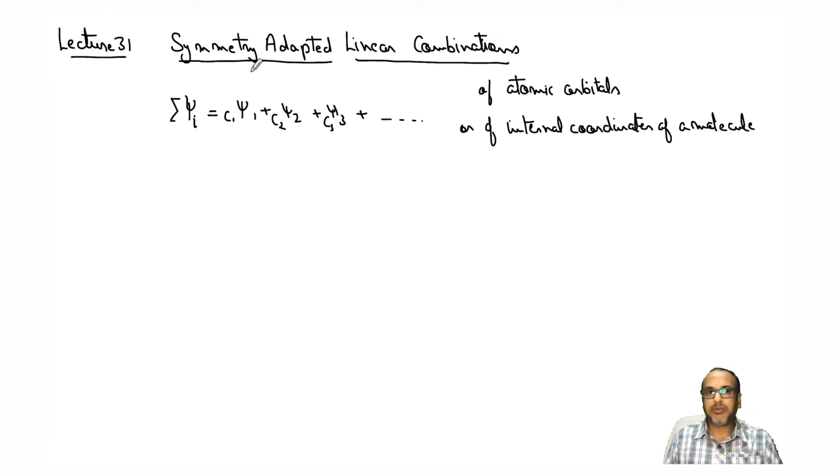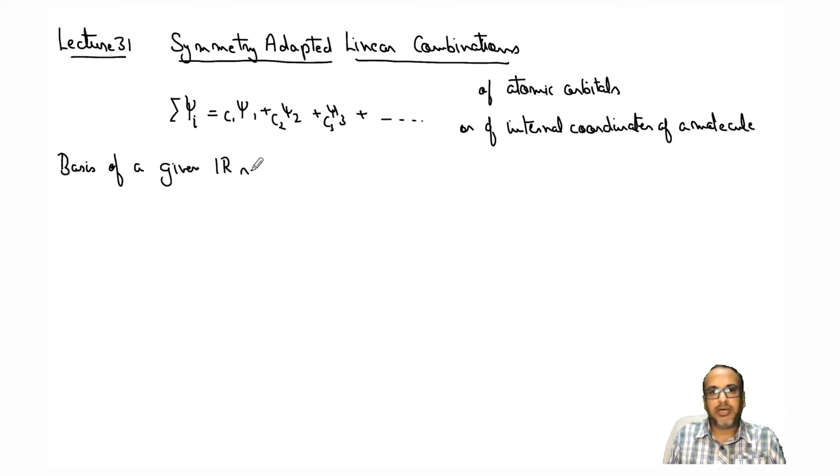Symmetry adapted means taking any linear combination such that we know its symmetry. And how do we know its symmetry? We know its symmetry because we will be taking such linear combinations so that they form a basis of a given irreducible representation of a molecule.